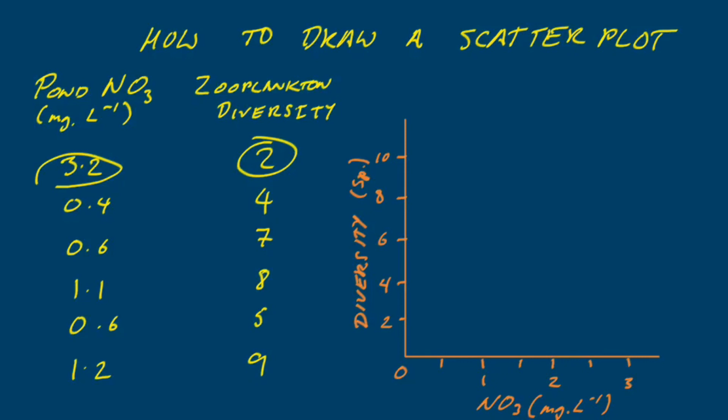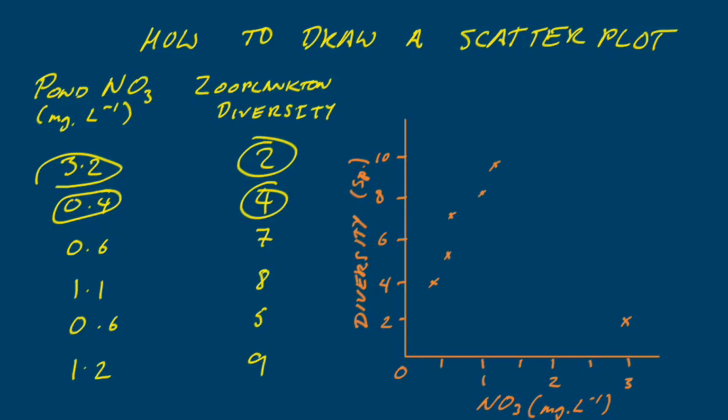So our first data point has 3.2 milligrams per litre of nitrate and 2 zooplankton species in our sample. So we can plot it here. Our second data point has much less nitrate, 0.4 milligrams per litre, and twice the amount of species. It's got 4 species, so we can plot it here. Our next data point goes here, and then we can draw the rest of the data points in like this.